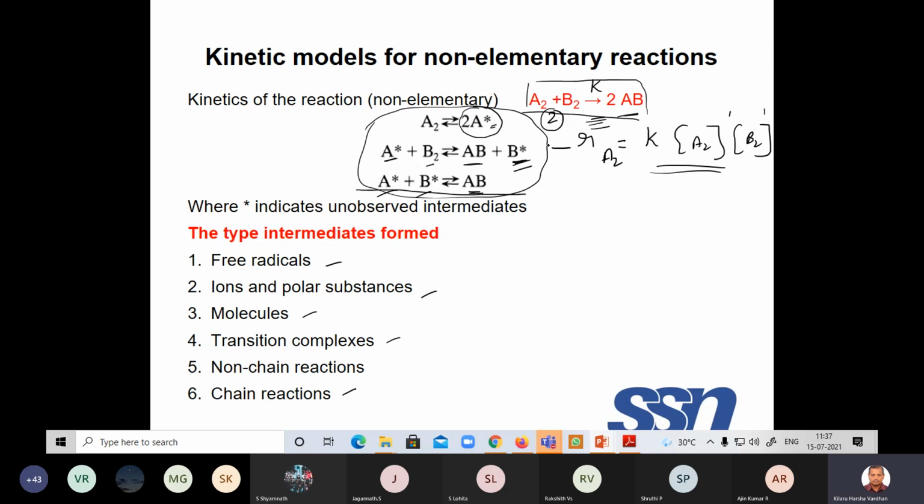Here I am splitting like this. If I split like this and calculate the rate expression, and the rate expression corresponds to this particular thing, then it is a success. Otherwise, you have to search for one more mechanism. One more mechanism we will see, right? So the types of intermediates that can form are a free radical, ion and polar substances, molecules, or transition complex; chain reactions, non-chain reactions. The next slides will just give what these free radicals and all are.